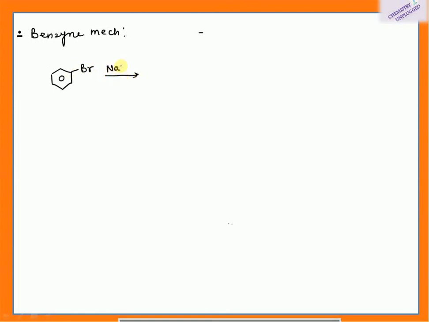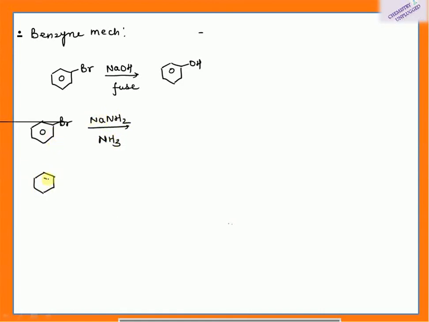So suppose I have a bromobenzene and I want to replace this Br group with OH. So I can use NaOH, and this reaction condition requires very high temperature. We need to fuse it. Then it will give me phenol. But we can do similar types of reactions at low temperature also. Suppose I am treating this bromobenzene with a strong base like NaNH2 in ammonia.